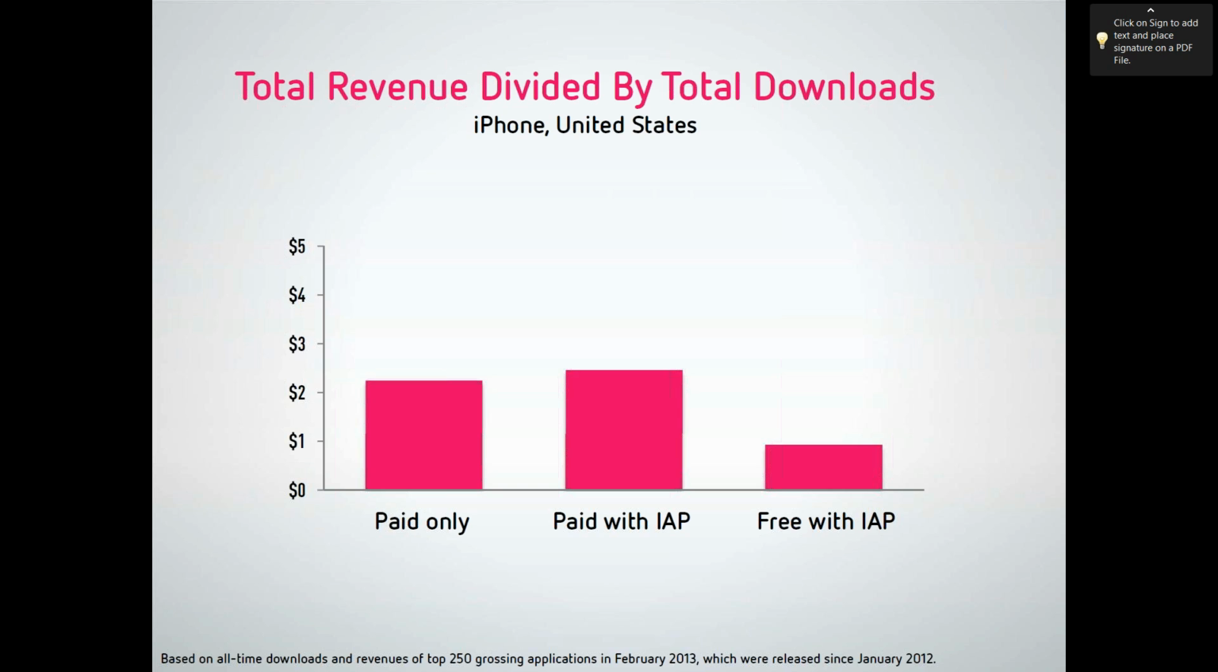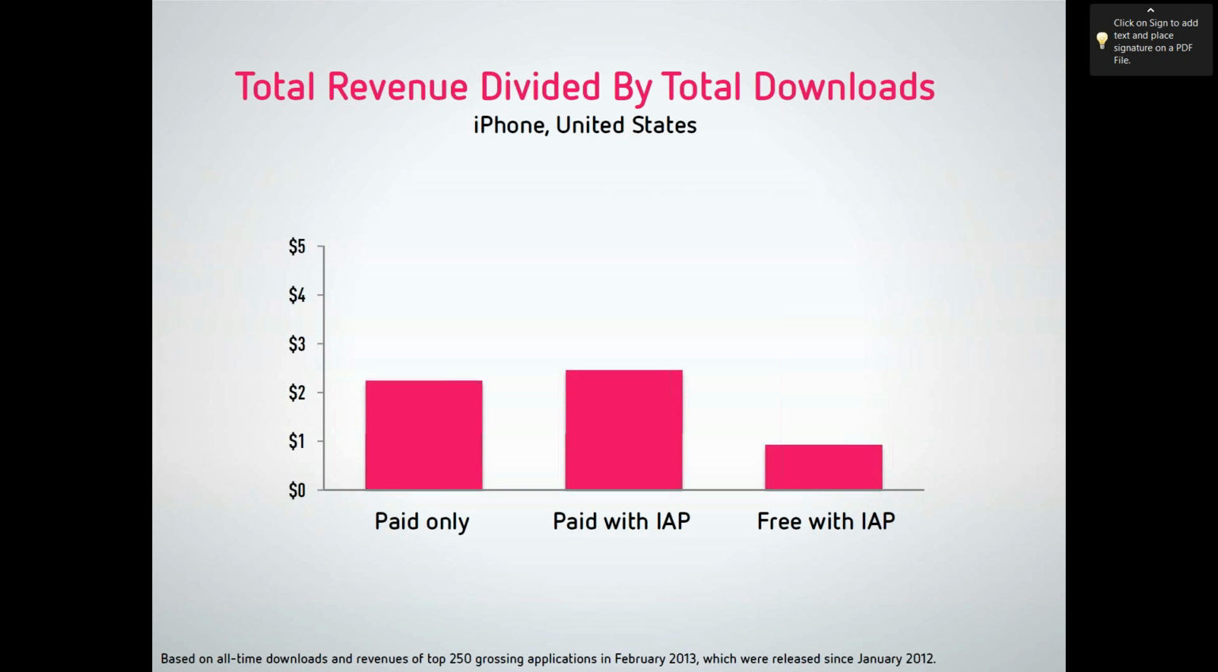Well, you see here that the paid applications generate on average $2.25 per downloaded application, and paid applications with in-app purchases generate even more. They generate $2.46 per download. So what this indicates is that, well, users, even though you have to pay for your application beforehand, but you also have to pay extra for additional features.